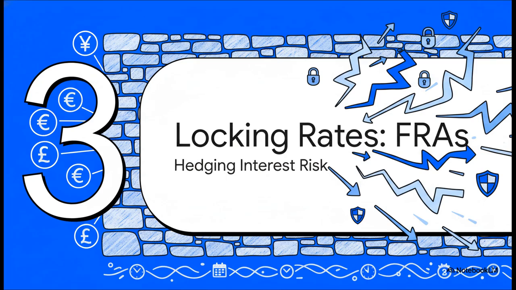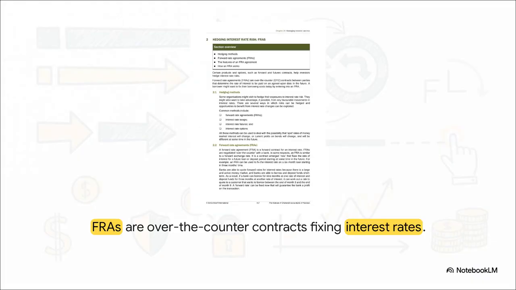Part 3. Locking rates with FRAs. Let's look at our first major financial shield and see exactly how short-term forward contracts build a wall around your budget. Okay, so a forward rate agreement, or FRA, does exactly what it says on the tin. It's a binding, over-the-counter contract, meaning it's negotiated directly and privately with a bank, that lets a borrower fix an interest rate today for a short-term loan that starts sometime in the future.